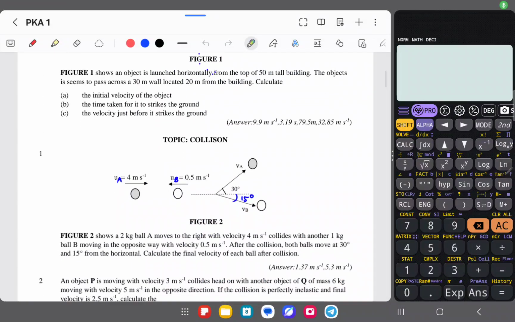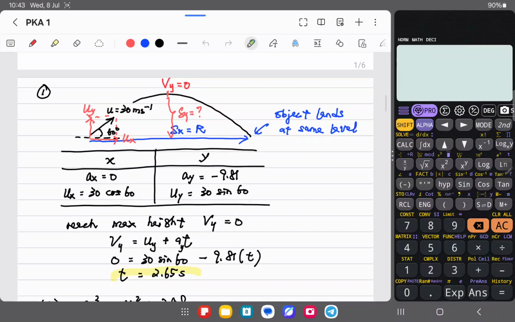One, we have an object launched at an initial speed of 30 meters per second at an angle of 60 degrees above the horizontal. So this object is going to perform projectile motion and then land at the same level.